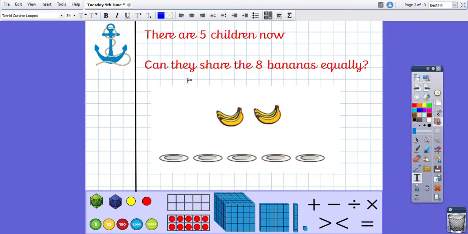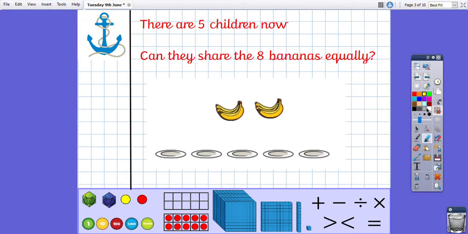Okay, there are 5 children now. Can they share 8 bananas equally? Now I'm not going to try and draw bananas, so we'll do them as dots. And we're just going to share them out, okay? So 1, 2, 3, 4, 5, 6, 7, 8. Do you think my picture is showing 5 equal groups?